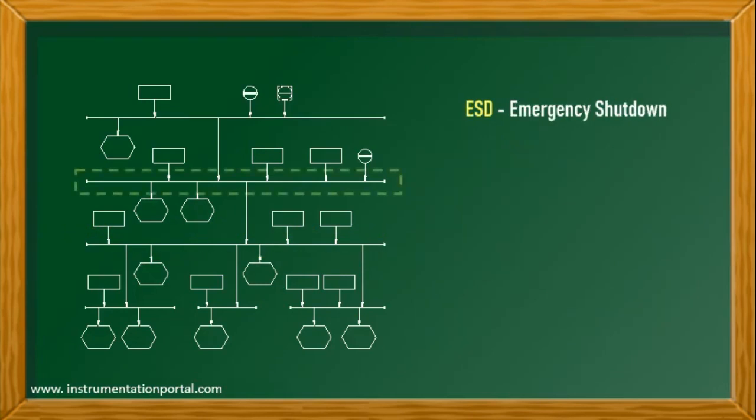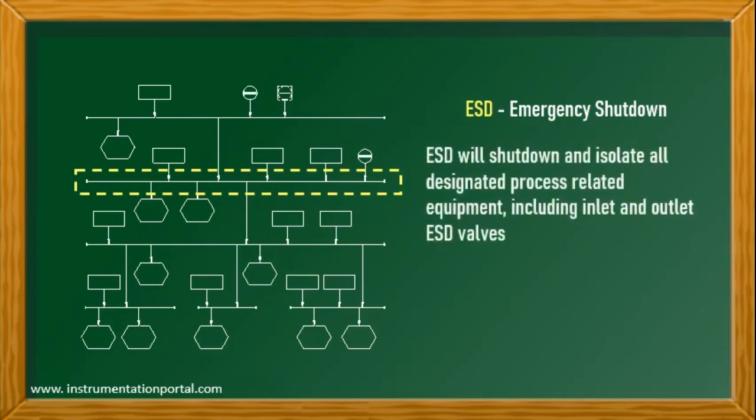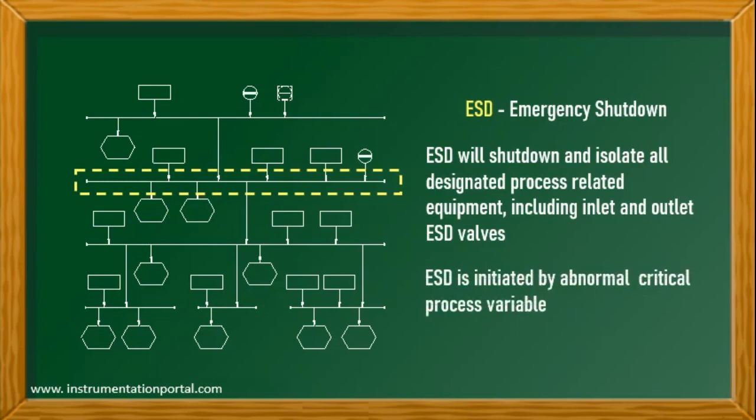Next is ESD, or emergency shutdown. ESD will shut down and isolate all designated process-related equipment, including inlet and outlet of plant ESD valves. ESD is initiated by abnormal critical process variable.